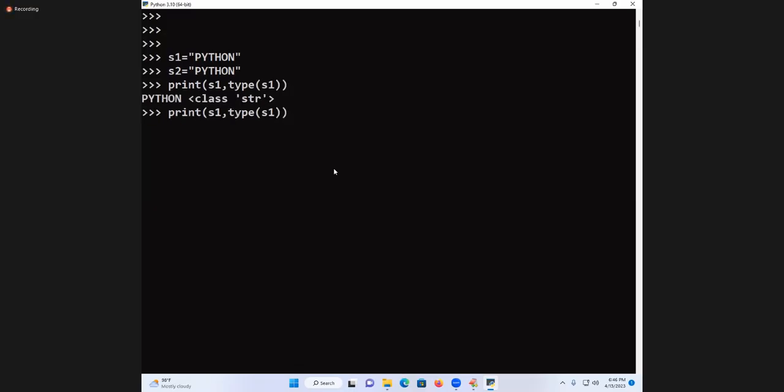Think about it. S1 is equal to Python. S2 is equal to Python. Print S1, type of S1. I forgot to print ID. ID also you will print. ID of S1. Okay. S2, type of S2, ID of S2.